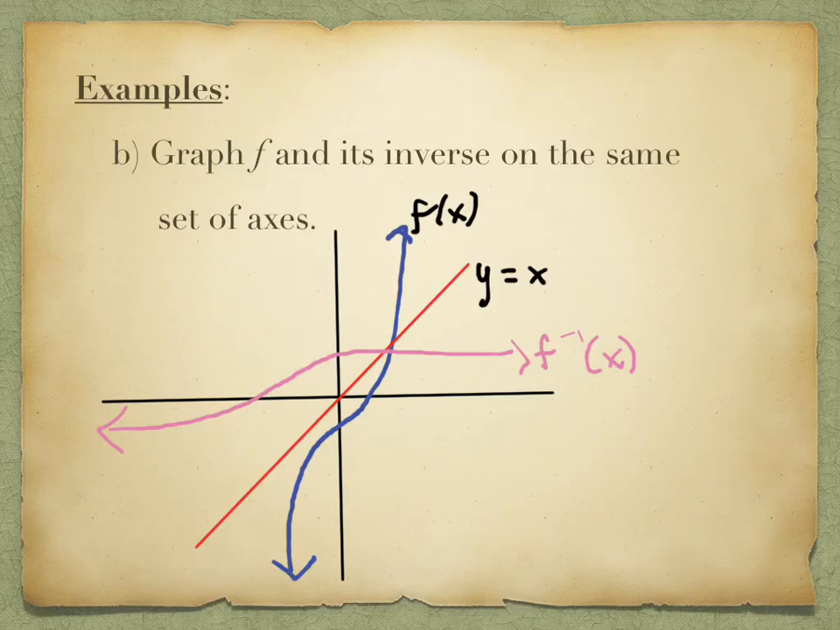Close enough anyway, yeah? All right, so it says graph f and its inverse on the same set of axes. You should label them, okay? If you're doing this on your homework, that means you're going to graph inside of your calculator, but then you have to draw the graph for me because otherwise I don't know if you graphed or not. So you're just going to draw it.